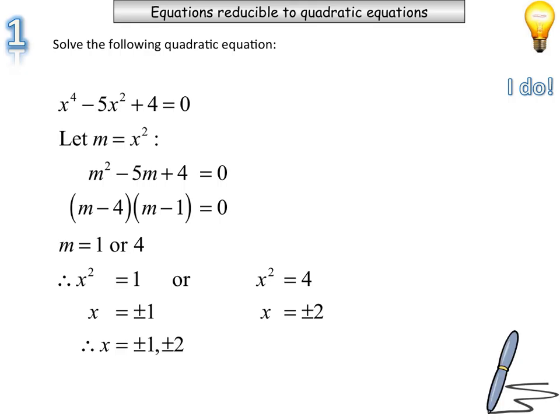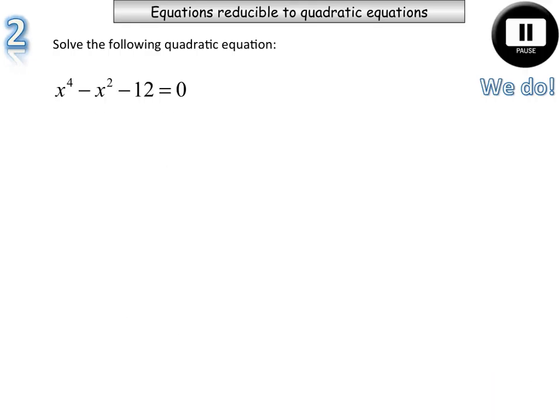So this particular equation has four solutions, plus or minus 1 or plus or minus 2. If you substitute any of those four answers, you'll end up getting 0. So that will be four solutions. Test it out to make sure that that is correct. Okay, pause the video, have a go at using a substitute to solve this particular equation.